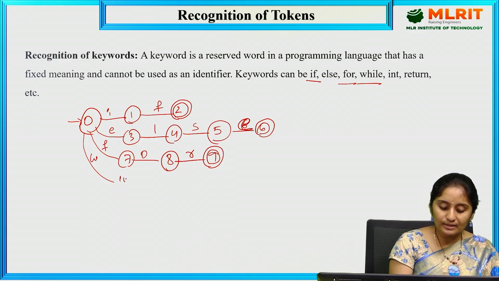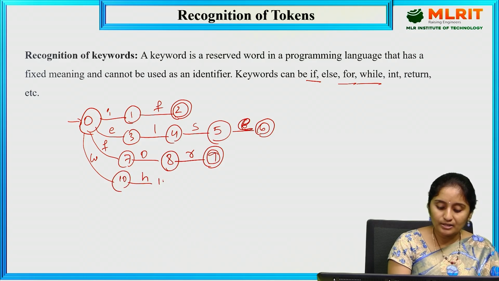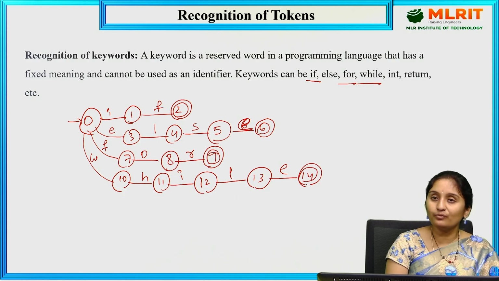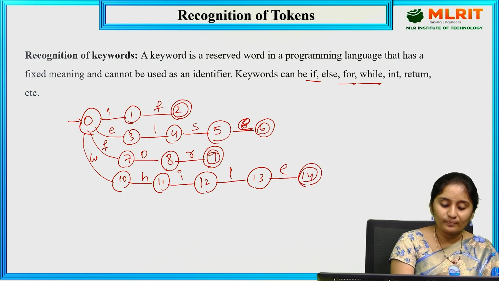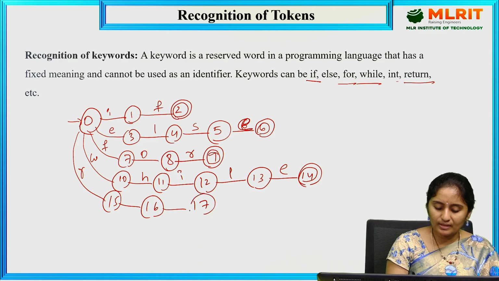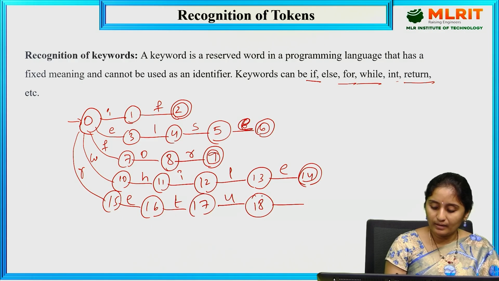W, next state is moving to 10, and H, it is moving to 11. I is moving to 12. L, it is moving to 13. E, it is moving to 14. So while is completed, it is in the 14th state. The same way int also. I have I, then I can also write return. So return also I can write, R, states 15, 16, 17, R E T U R N.